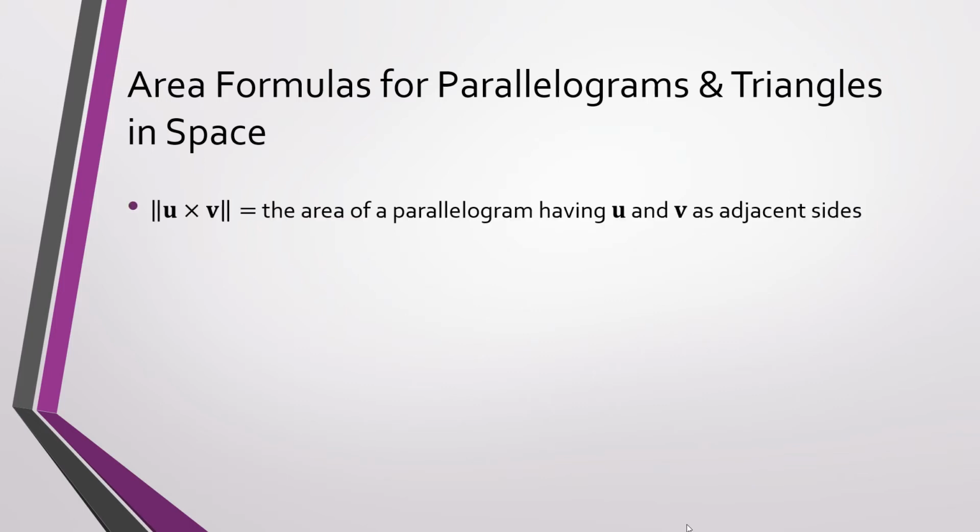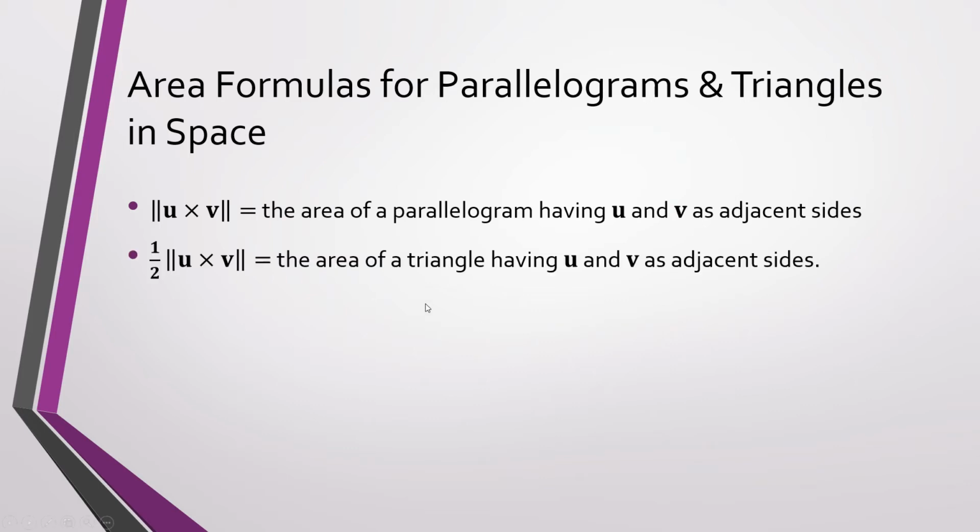And it turns out that the magnitude of the cross product is equal to the area of the parallelogram that has vectors u and v as adjacent sides. And now recall that a triangle is half of a parallelogram, so half the magnitude gives us the area of a triangle that has u and v as adjacent sides.